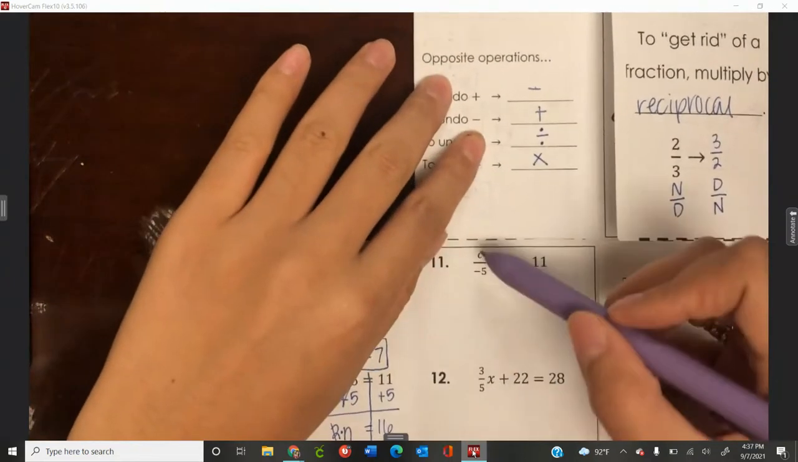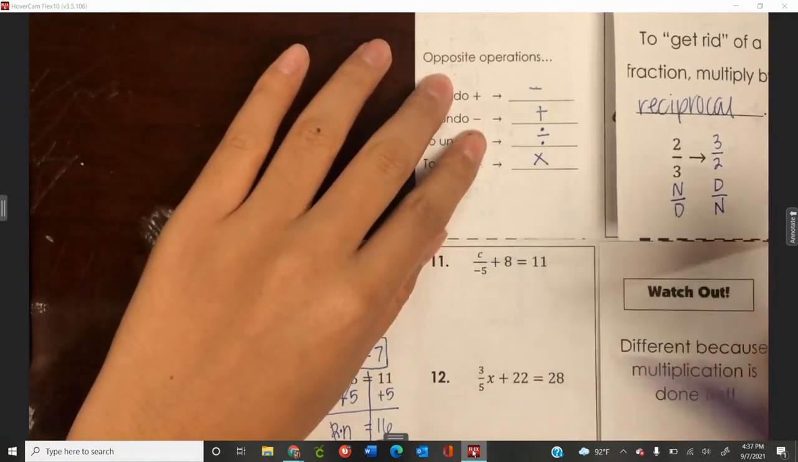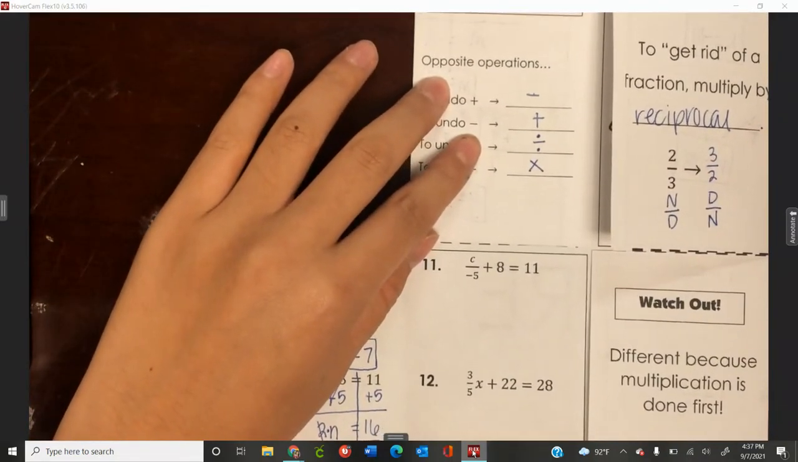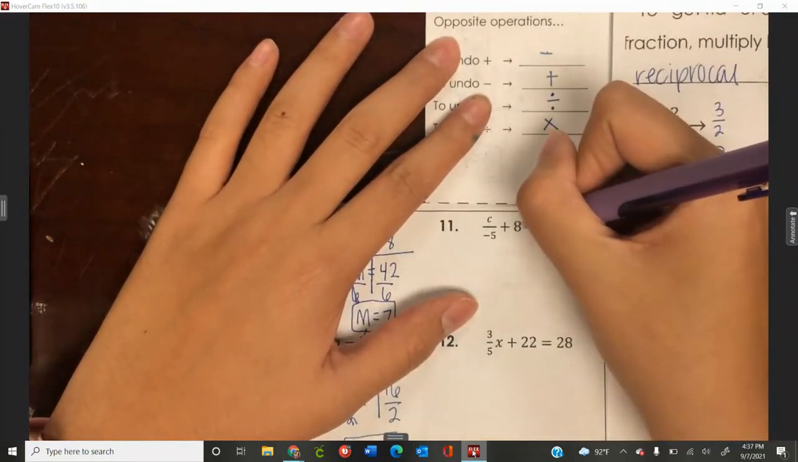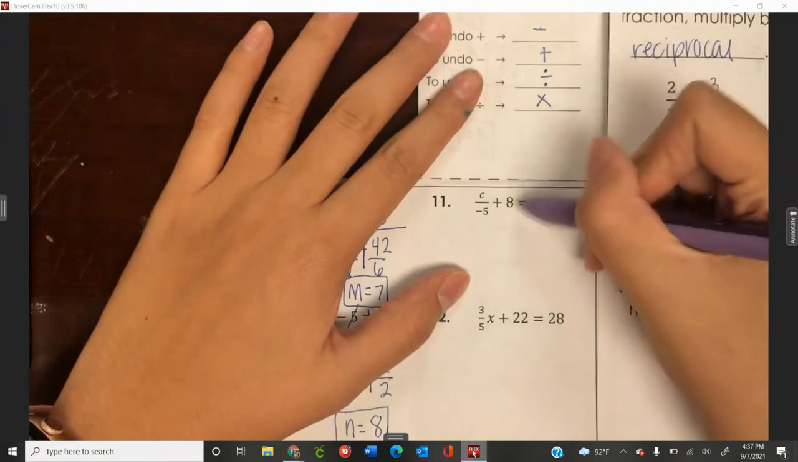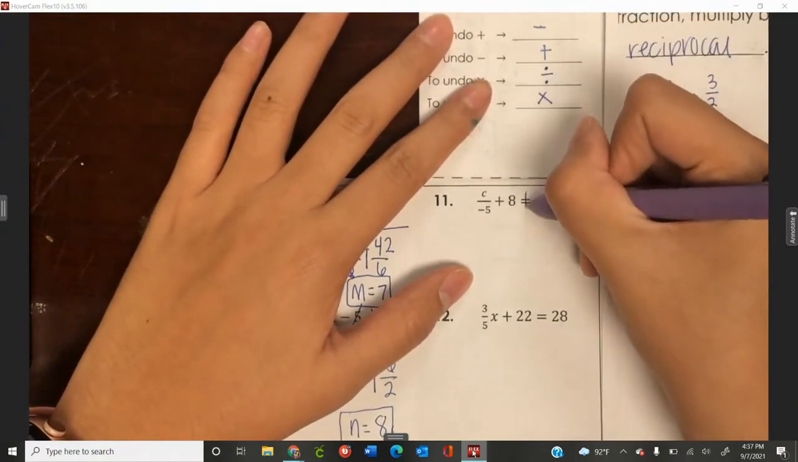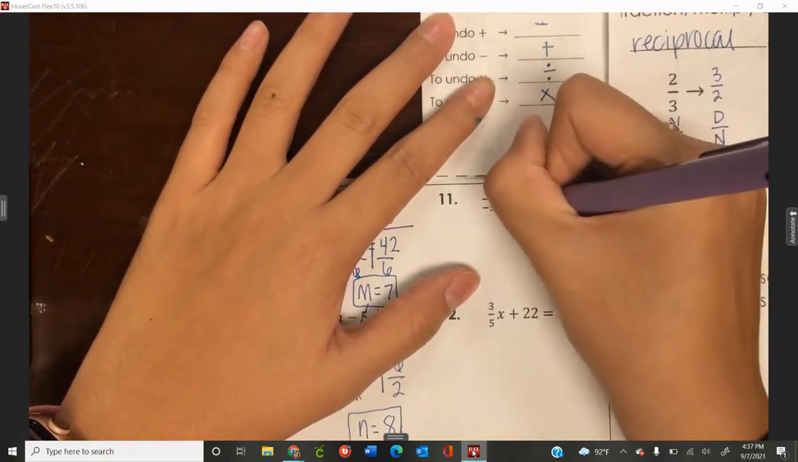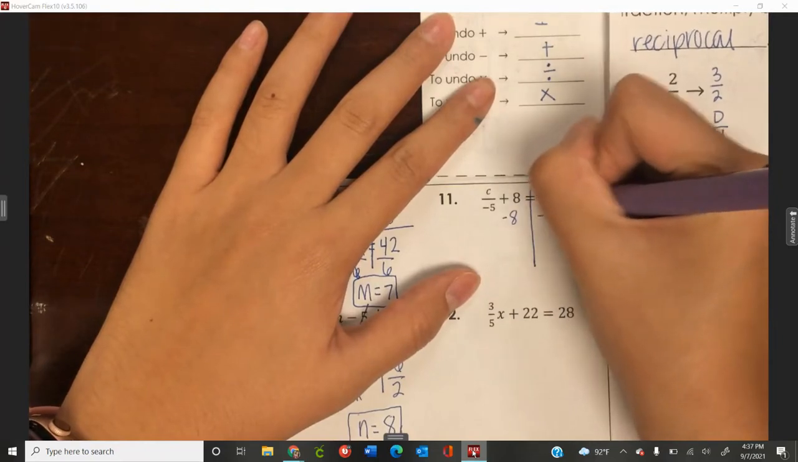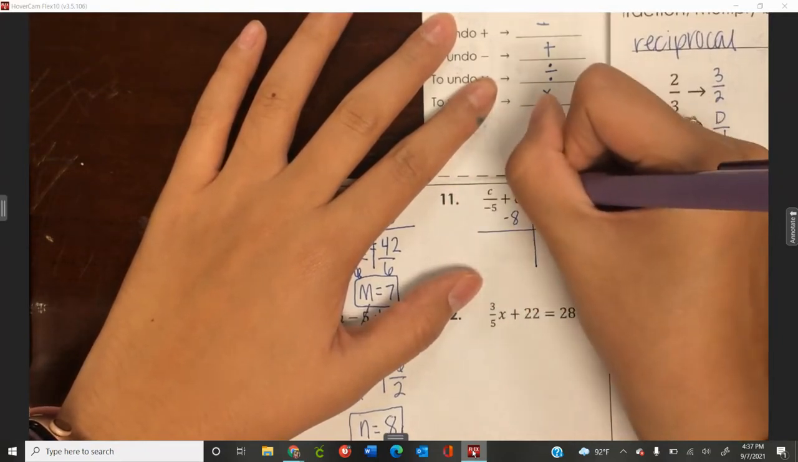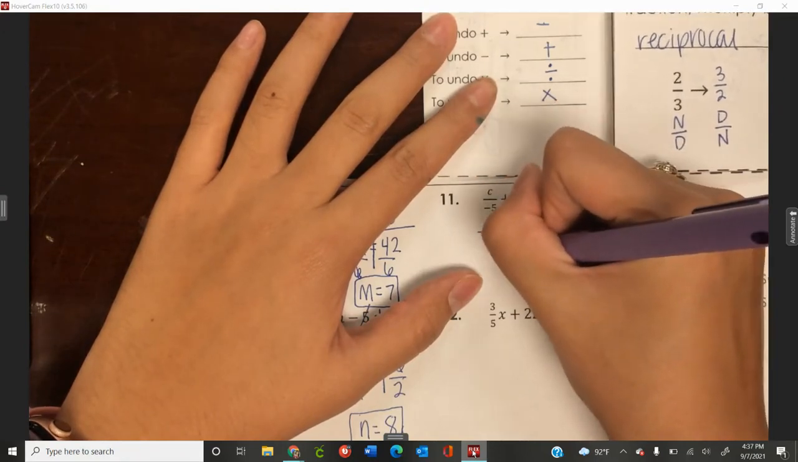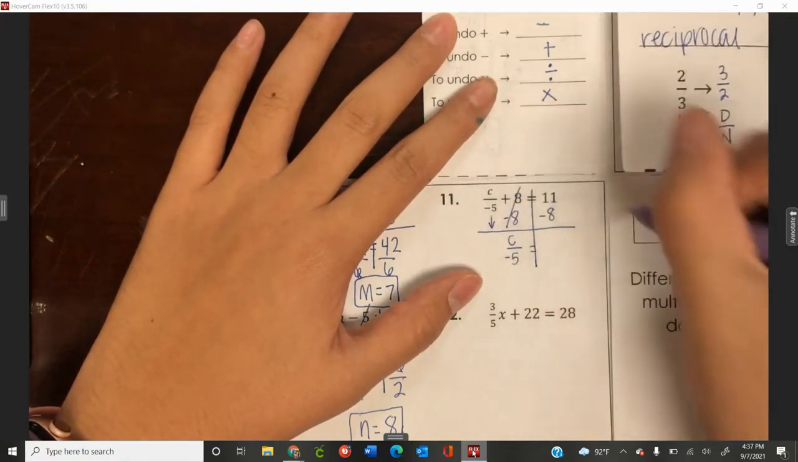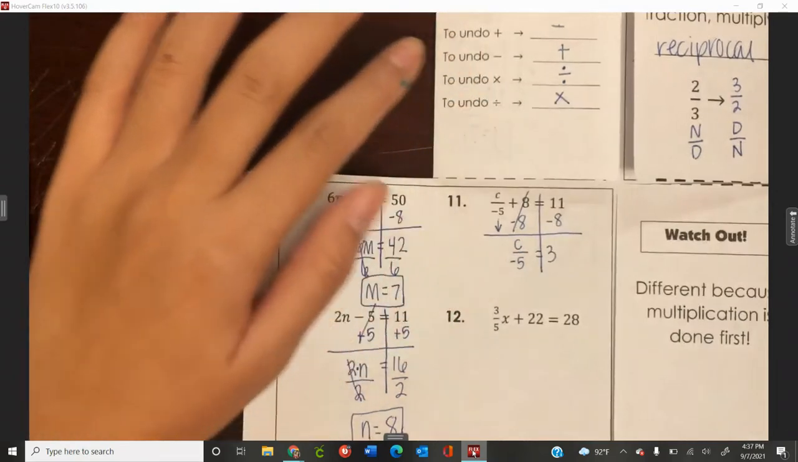Number 11, we have c divided by negative 5 plus 8 equals 11. Your first step is to add or subtract your constant. My constant is an 8. It is being added, so that means we have to subtract it. And remember, what you do to one side, you have to do to the other. So this cancels out. I'm going to bring this down. So c divided by negative 5 equals 11 minus 8, which is 3.